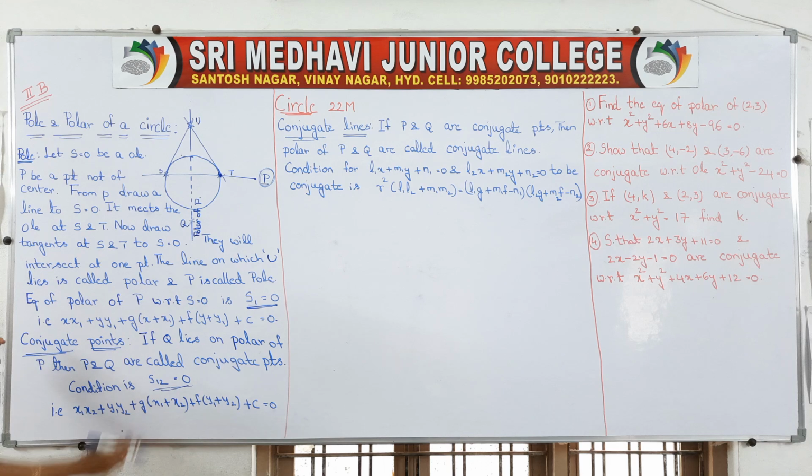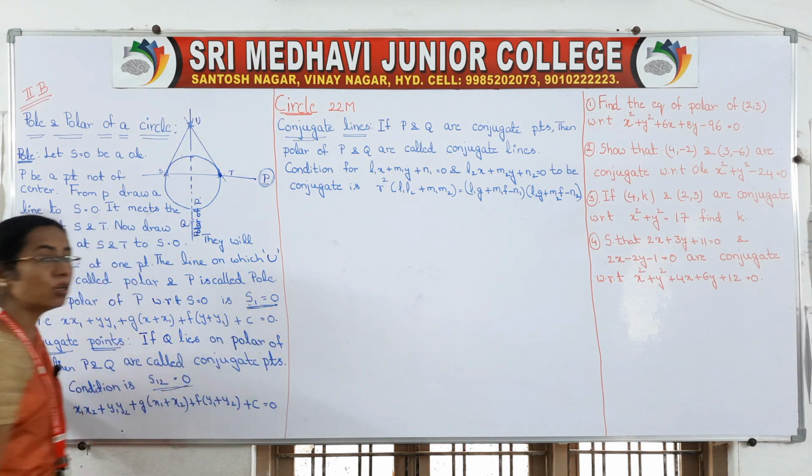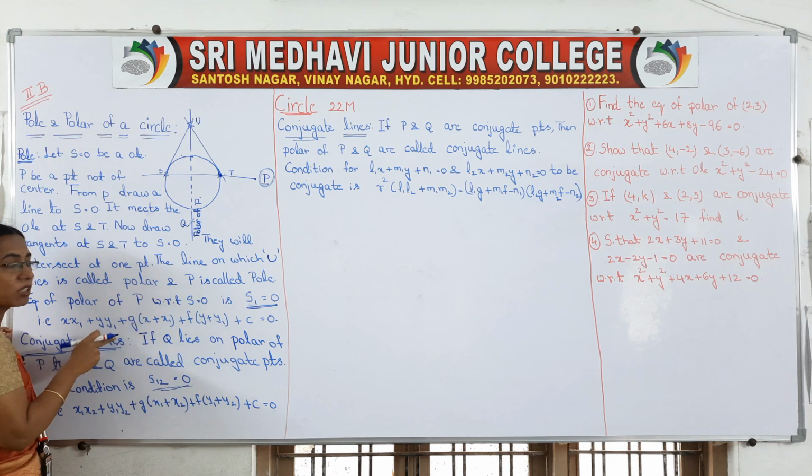So how will we write that polar equation? In mathematics we express anything in terms of an equation. So how can we write that polar equation? For that, the formula is S1 is equal to 0. What is S1? It is a notation. I think you already know about this. S1 is equal to 0.